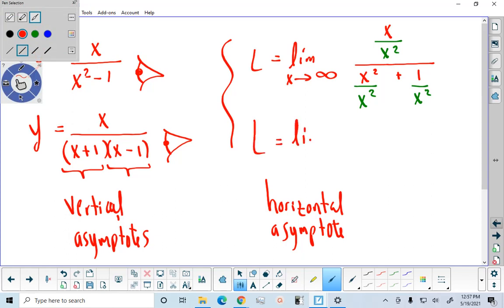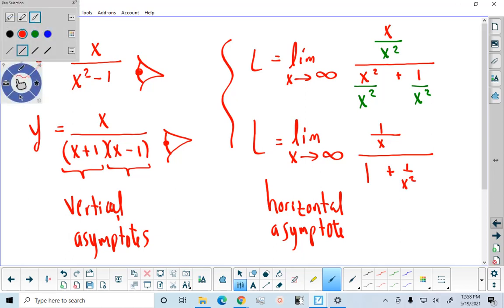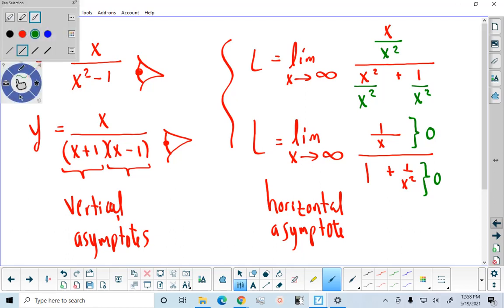So we have the limit as x approaches infinity. Well, x over x squared can be reduced to 1 over x. x squared over x squared becomes 1. 1 over x squared is what it is. And at infinity, I don't know if what I'm about to write is something you would write on a university exam, but at infinity, this becomes 0 and this becomes 0. So the limit ends up being equal to 0 over 1 plus 0, which is equal to 0.